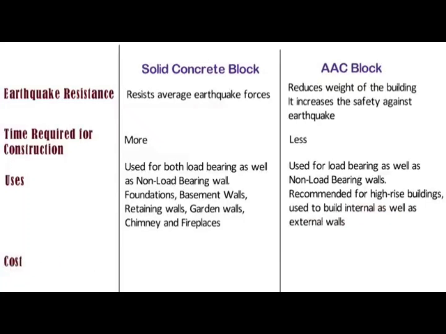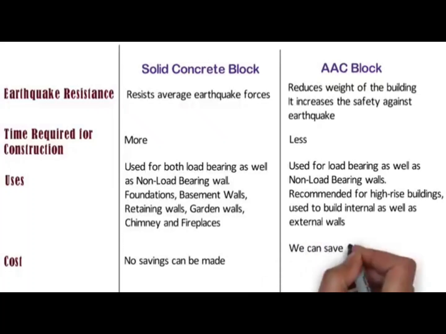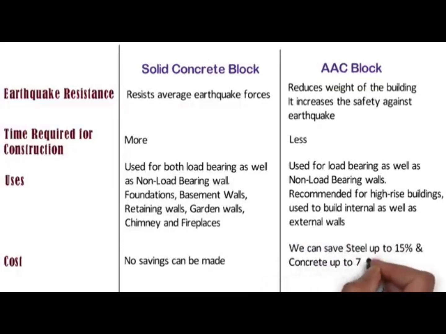Cost. In case of solid concrete block usage, no savings can be made. The cost of building with solid concrete blocks can be higher than traditional framed construction. But when we use AAC blocks in a building, we can save steel up to 15% and concrete up to 7%. AAC blocks reduces the load on foundation due to its low self-weight and saves consumption of steel, hence reduces the structural cost. Though the production cost of AAC blocks is high, but on the whole the project cost decreases.